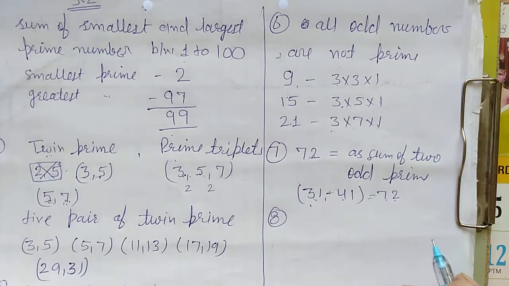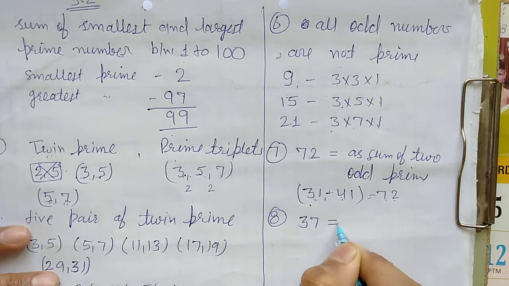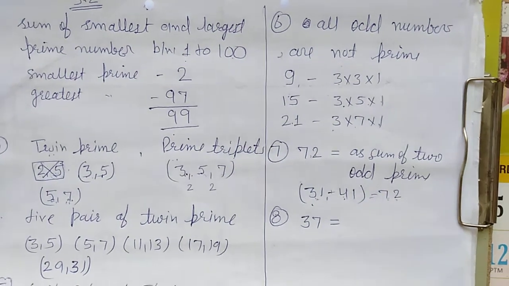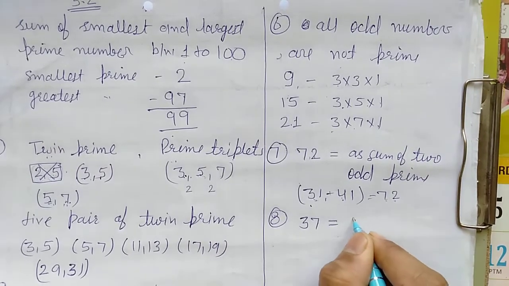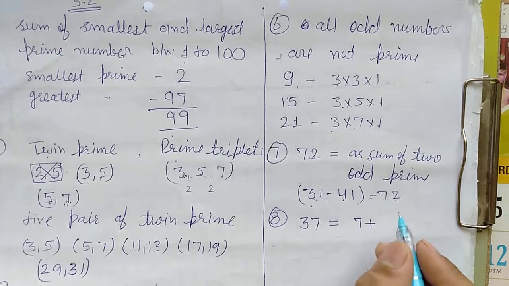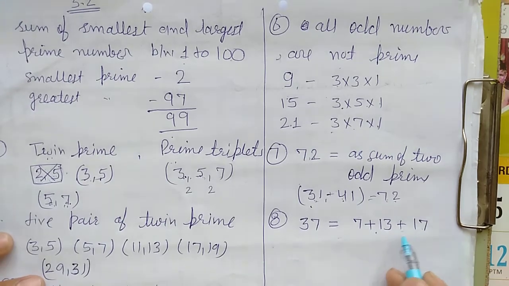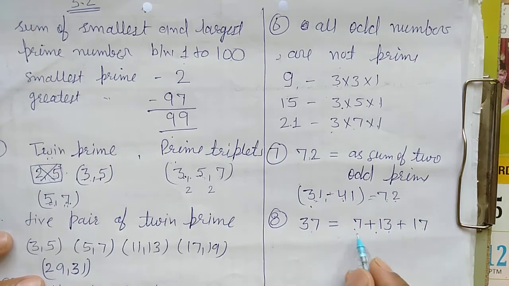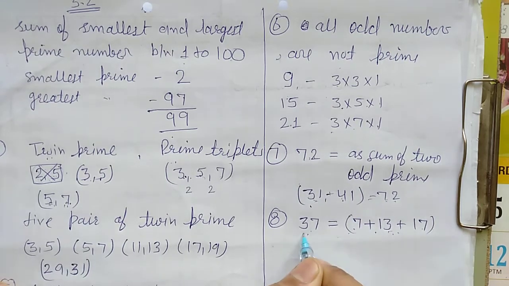Done. Eighth one. Express 37 and 49 as a sum of three prime number. One I am doing here, 37 as a sum of three prime number. Find three prime number in such a way that their sum is equal to 37. See, first prime number I am taking 7. 7 is a prime number. Next one 13. This is also a prime number. And next one 17. 7 plus 3, 10. Plus 7, 17. And 1 plus 2 plus 1, 3, so this is equal to 37. It means these are the prime number whose sum is 37.